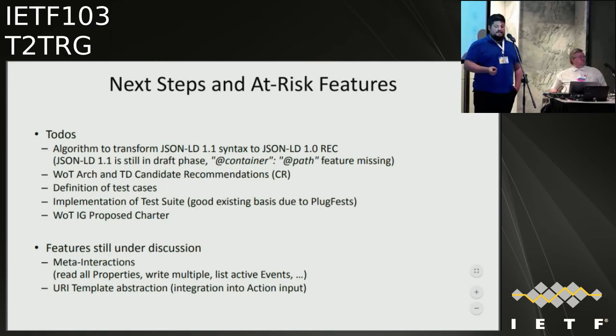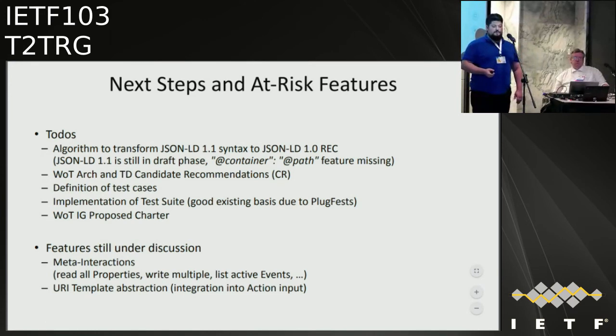We talked to the JSON-LD working group, and they were quite positive about this feature, but it won't finish in time, so that's why we have to do the workaround that our recommendation will basically define an algorithm that can transform the JSON-LD 1.1 features that are there, and then do a JSON-LD 1.0 processing. And that way we have this normative document requirement fulfilled.